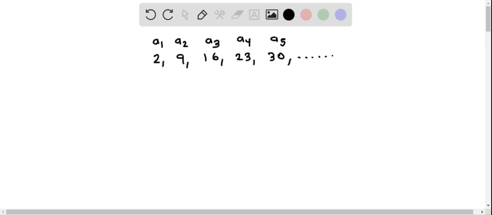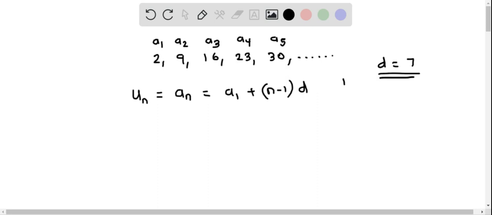We will now find the general nth term of this arithmetic sequence, which is un. We can also write this as an, and this is given by the formula a1 plus n minus 1 times d, where d is the common difference. We already determined that d equals 7, which we will utilize when we substitute into this general nth term formula.